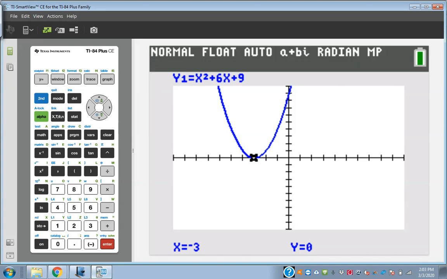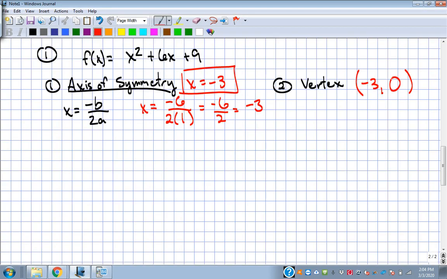We now have the vertex value, -3, 0. We know it's a minimum because this graph opens up and it's at the bottom, right? That makes sense. Now, the third thing we're finding are the x-intercepts. So we're going to take that equation and do what with it? Set it equal to 0.